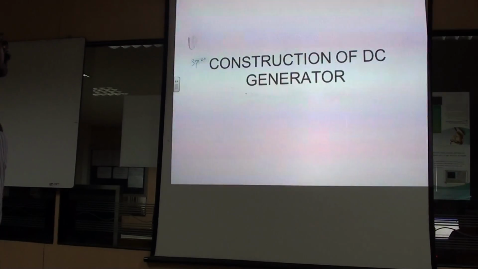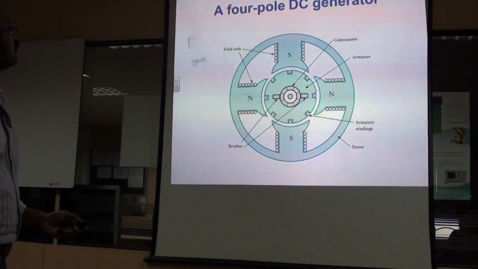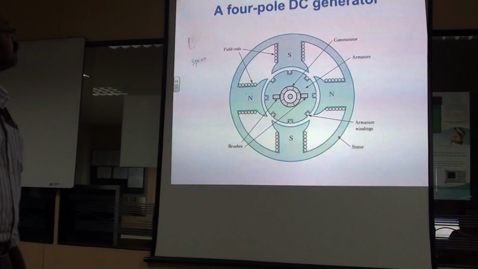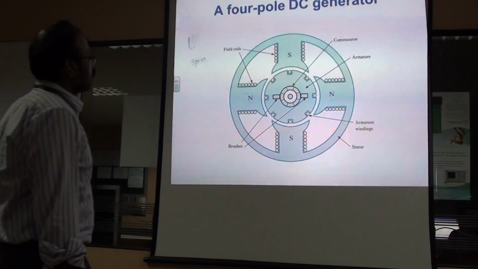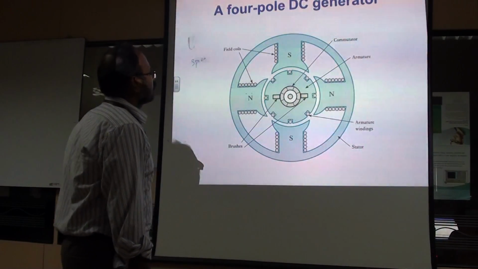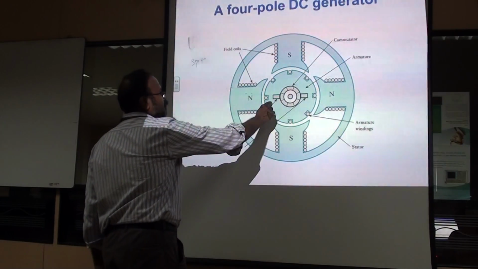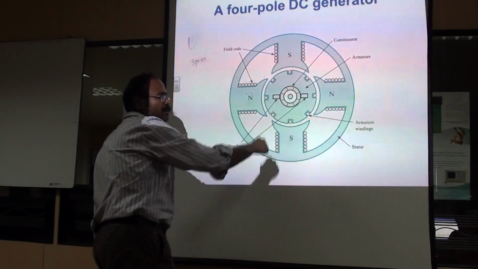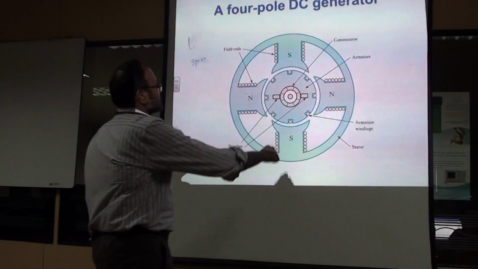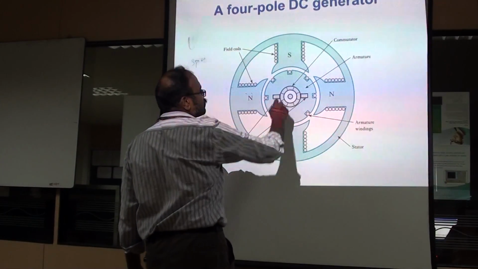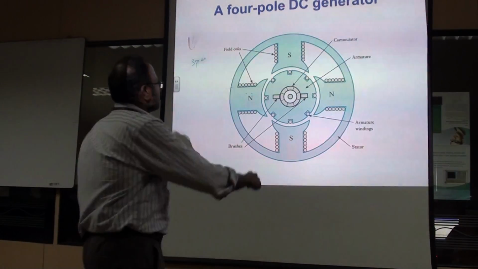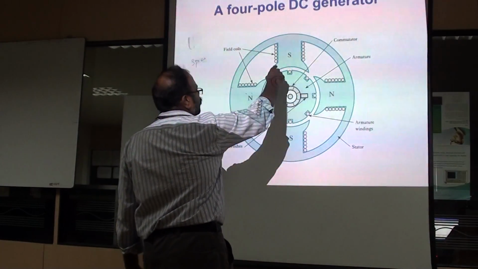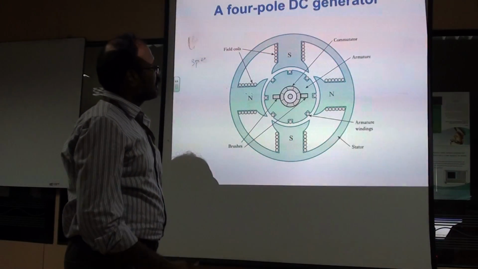So we will discuss the construction of DC generator. This diagram shows you the basic parts of the DC generator. The important parts are the conductors and the armature, which is supporting the conductors. There are slots in which we can place the conductors, and they are rigidly fixed with the help of wooden straps.